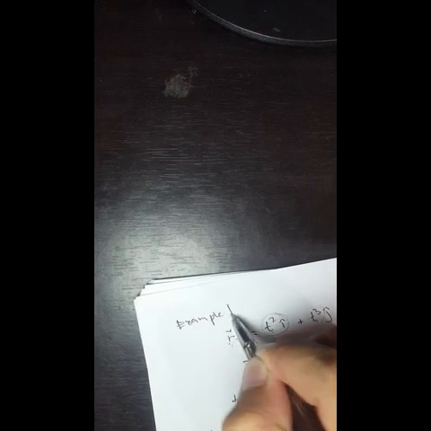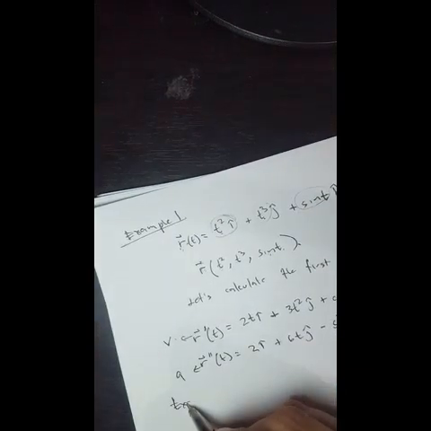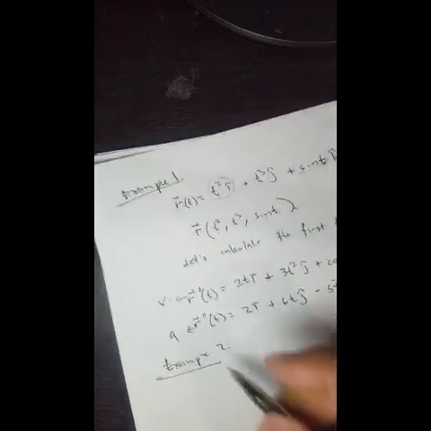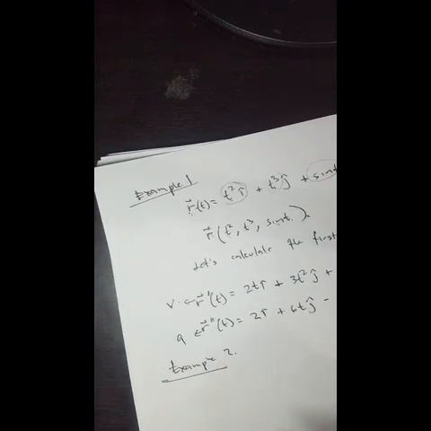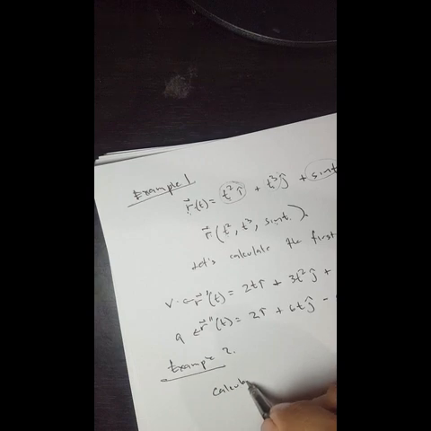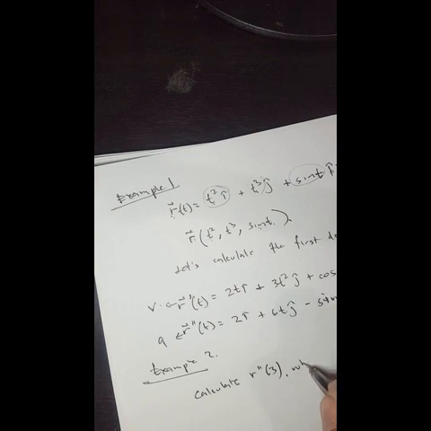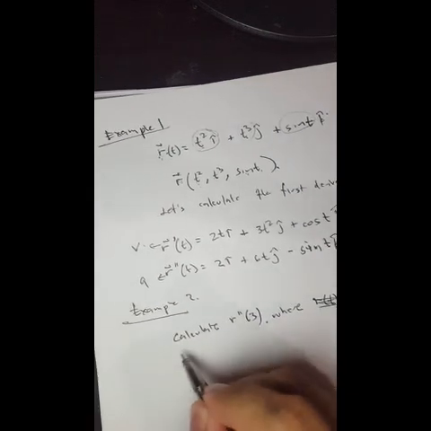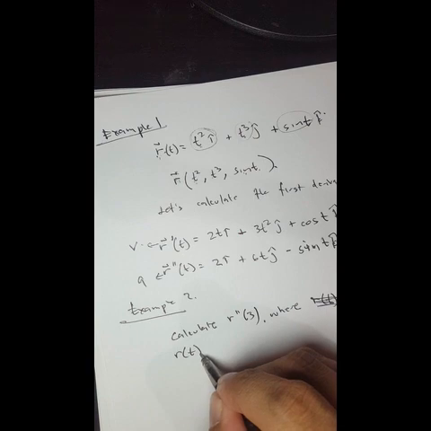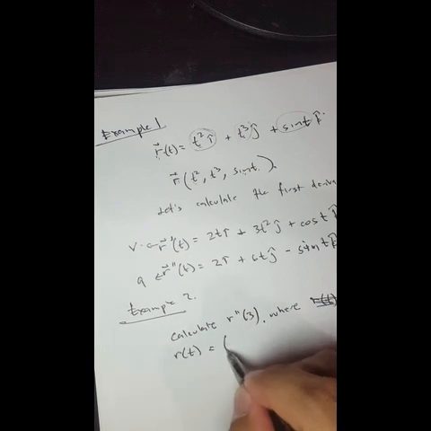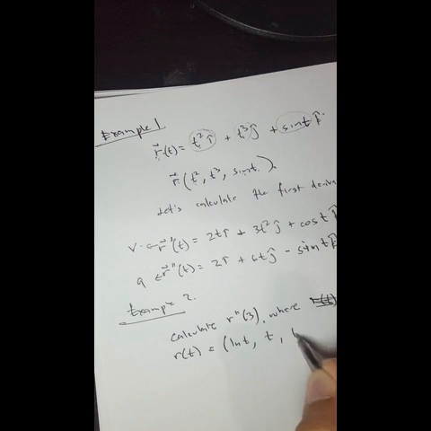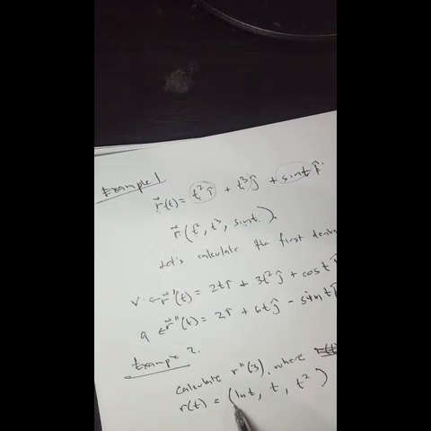Okay, let's say this is example 1, and then let's have another example. Example number 2. Let's calculate r double prime of 3, where r of t is equal to ln t, t, t squared. Okay, so it's just another notation.